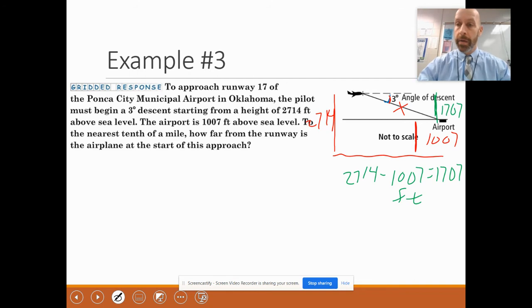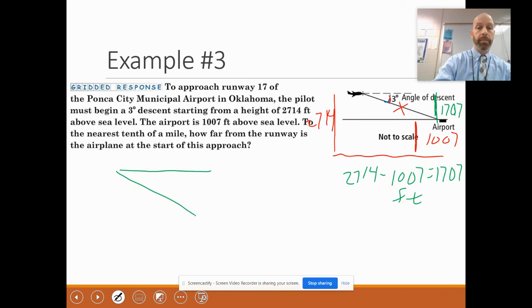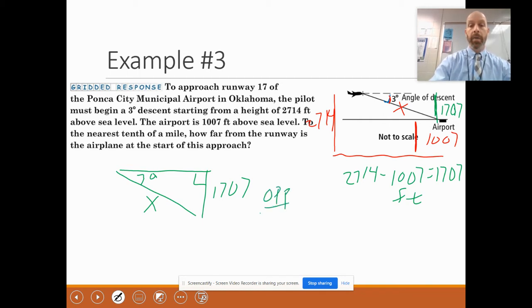All right, so we've got the following triangle. This is 1707. We want to know what this is, and we know that this little angle of depression is 3 degrees. All right, so in this case, we've got the opposite leg and the hypotenuse. So that's opposite over hypotenuse. That's sine. Yes, that's right. Good. We want to make sure we've got the right ratio there.